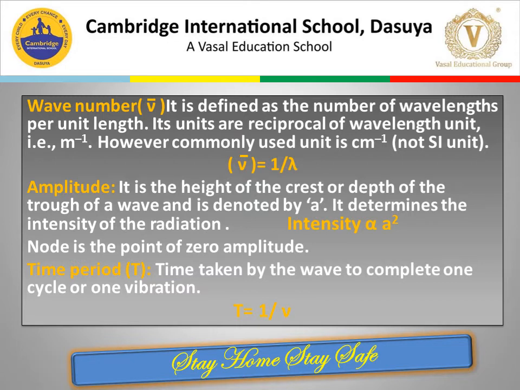Next is your time period. The time taken by the wave to complete one cycle or one vibration is called the time period. So T equals 1 upon nu, that is 1 upon frequency, that will give us the time period.